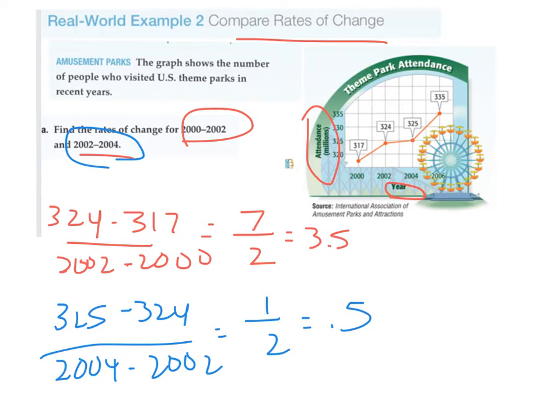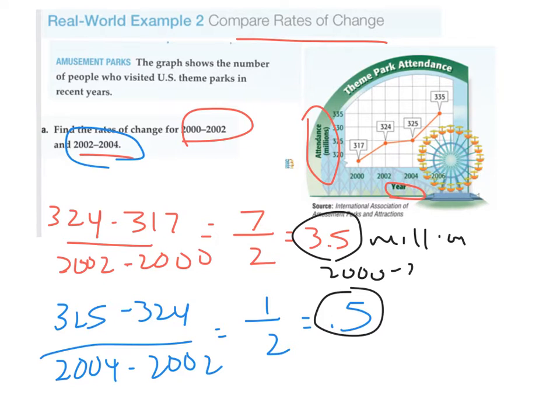So what does this really mean? What do these numbers mean? Well, it's going up 3.5 million new visitors from 2000 to 2002, and then it increased another 500,000 from 2002 to 2004. So these y values are the attendance. So it's increased because the line's going up each of those years, and we can figure out what it was from 2004 to 2006 if we wanted to.